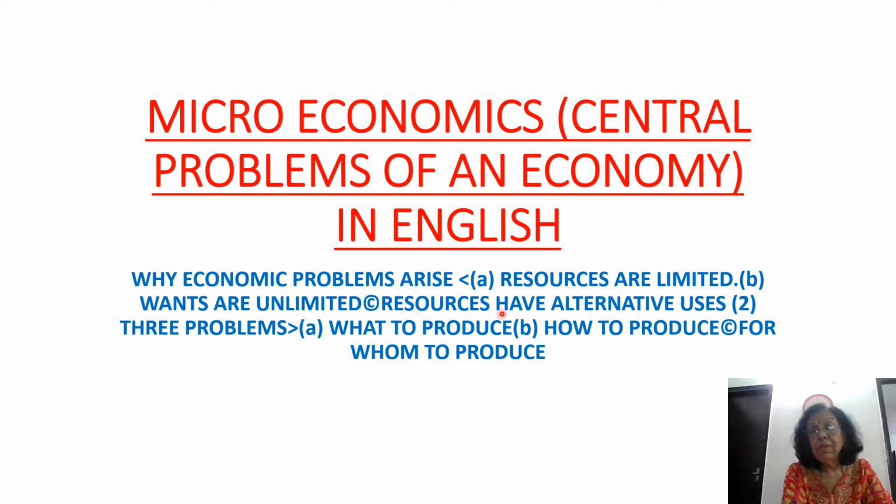Then resources have alternative uses. Resources have alternative uses, like a piece of land. I can make a home, I can make an office, I can make a factory. So when resources are utilized in many ways, then shortages occur. So here we discussed why economic problems arise.